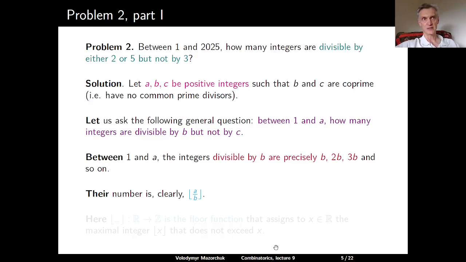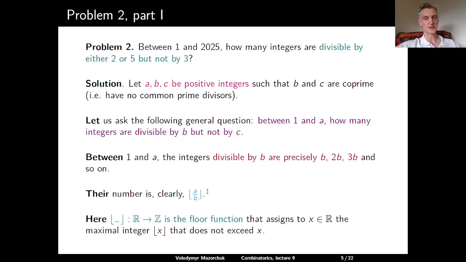But of course A divided by B doesn't have to be an integer, so we need to take the maximal integer which doesn't exceed this rational number A divided by B. And that's exactly the definition of the floor function. So the floor function is a function which assigns to a real number x the maximal integer that doesn't exceed x. So there are the floor of A divided by B integers between 1 and A which are divisible by B.